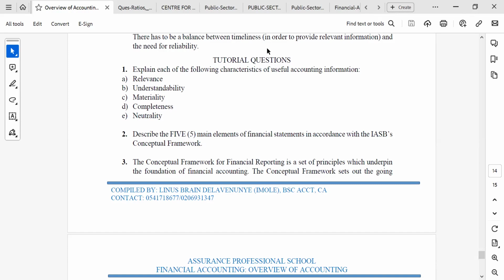Yeah, so when we talk about neutrality in accounting information, it means that there should be no bias in the selection or presentation of financial information. It should be free from errors. Okay. All right. That is cool.